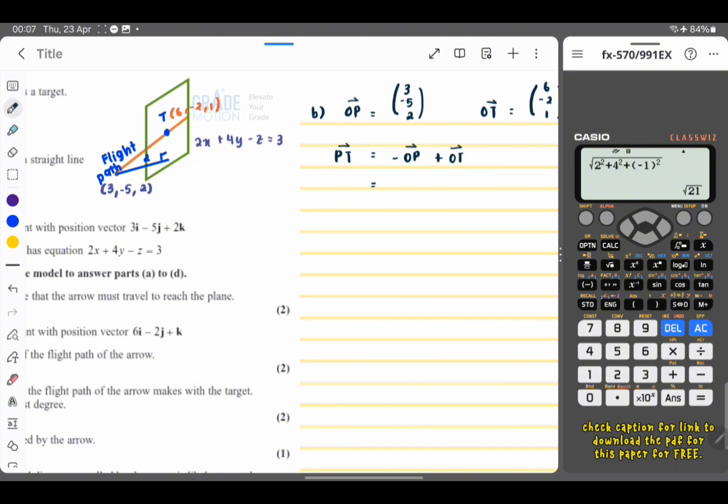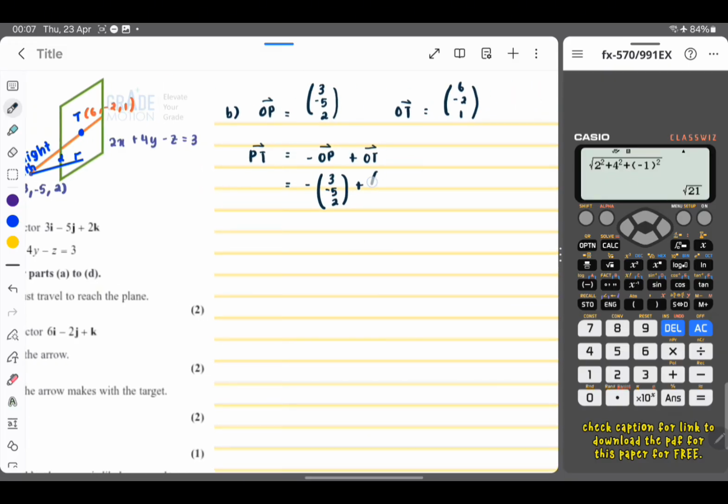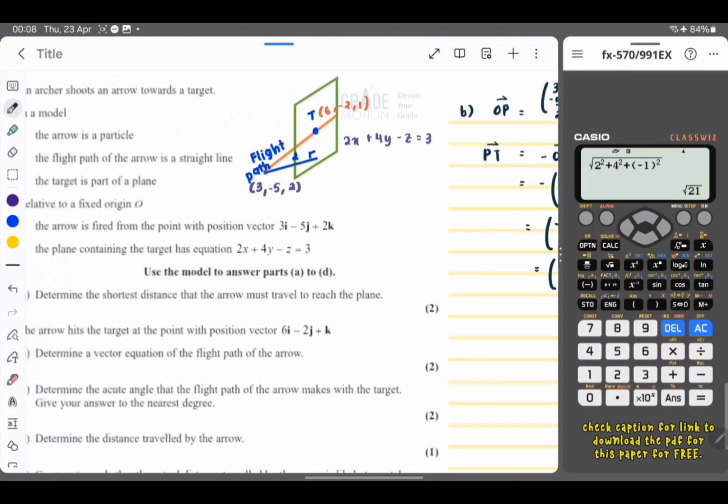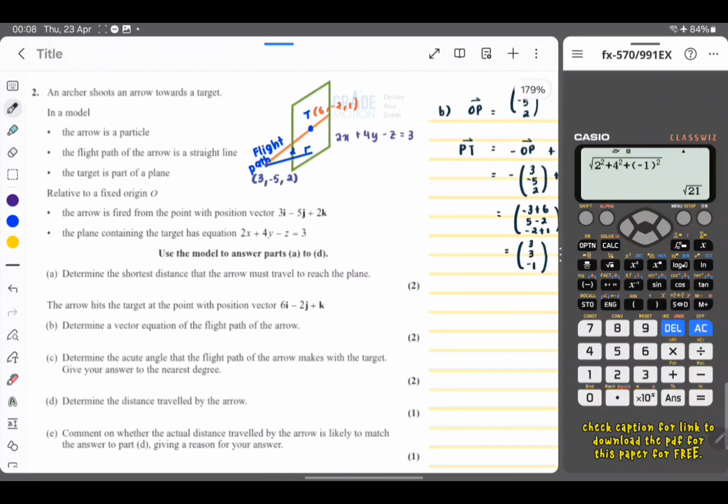So this would be equal to -3, -5, 2 plus 6, -2, and 1. So this is equal to -3 plus 6, 5 minus 2, -2 plus 1, which is equal to 3, 3, -1. We are done with B.